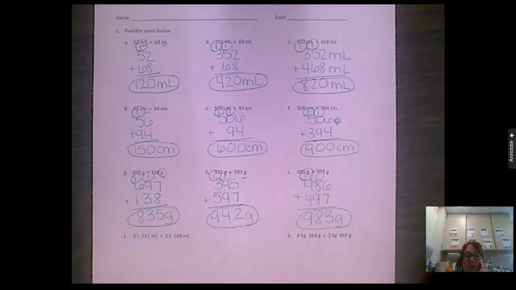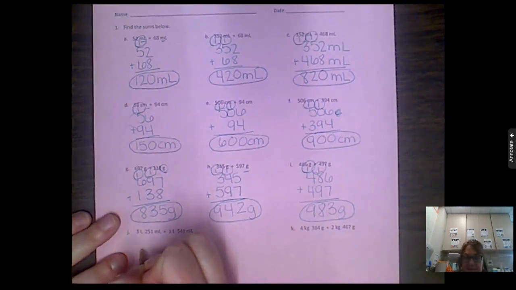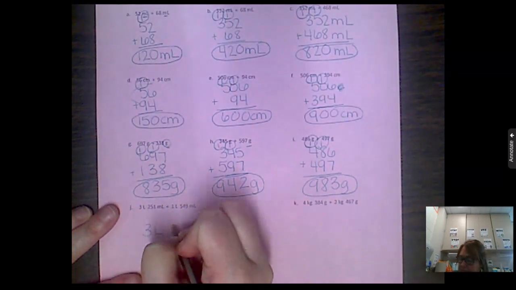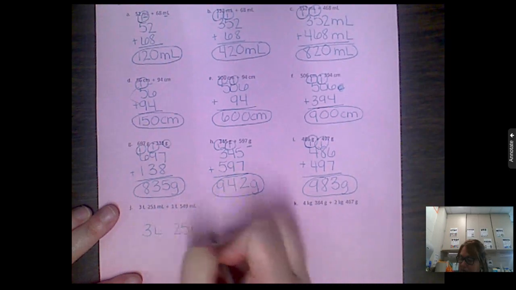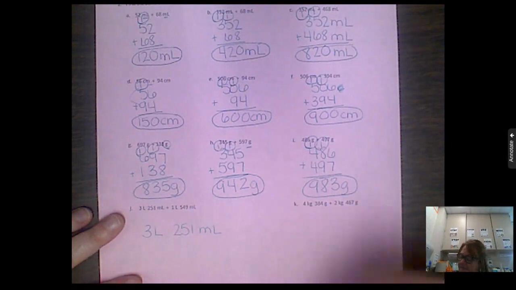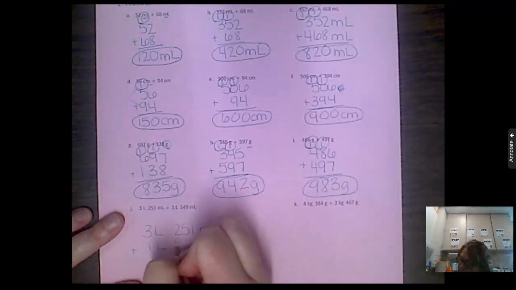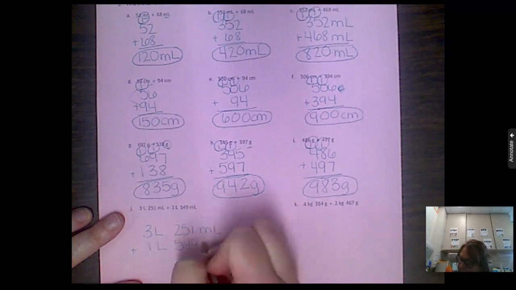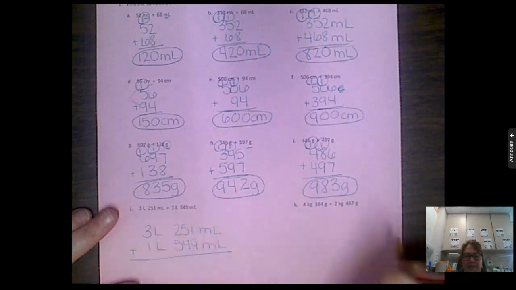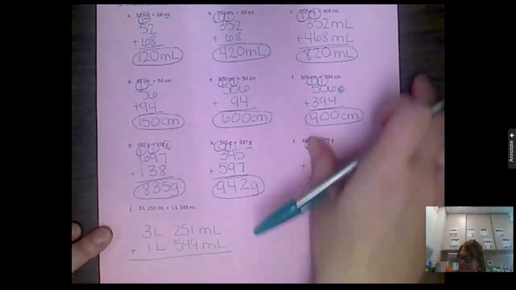Good work. All right, so if we look at J and K, so these are the funky little setup, remember from yesterday? So I hope that you remembered how we set that up yesterday when you did this one. So we had 3 liters, 251 milliliters. So we'll set these up with our labels there. Plus 1 liter, 549 milliliters equals. When we kind of put that line right there, it's like saying equals, right?